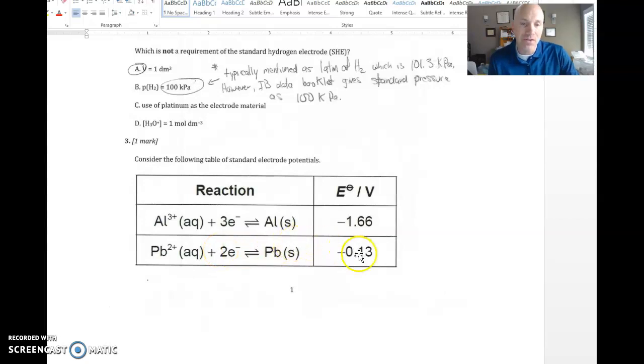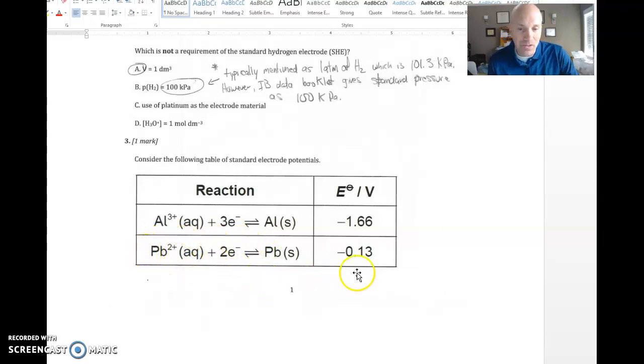If I take a look at these two and ask which one is more positive, it's going to be this one. Even though it's negative, by comparison, it's more positive. And remember that the reason it's negative is that all of these are compared to a standard hydrogen electrode.